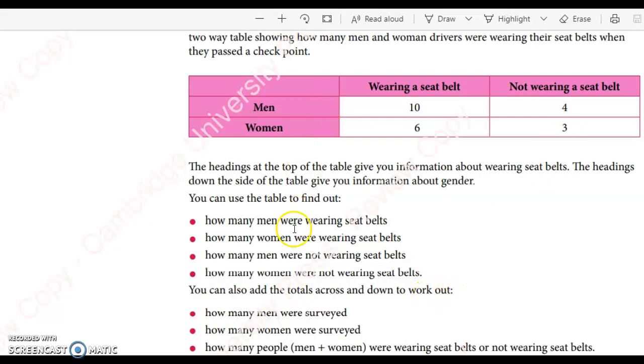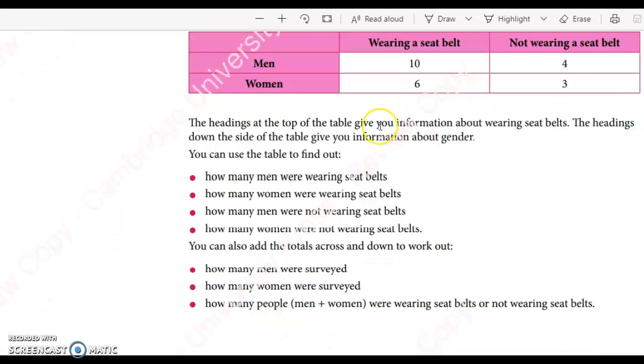We can use the table as well to find the total number of each category. For example, how many men were surveyed? The number of men is the horizontal one, 10 plus 4 equals 14. And then how many women were surveyed? So 6 plus 3. How many people were wearing seat belts? We look at the people wearing seat belts, 10 and 6, so the total here is 16. Not wearing seat belts is 7. Okay.